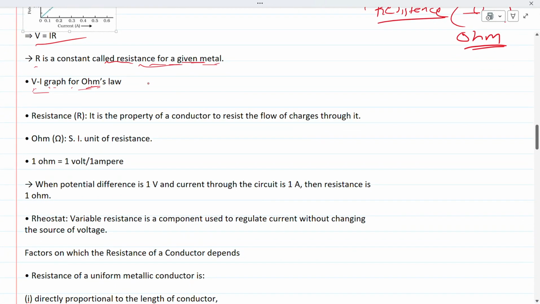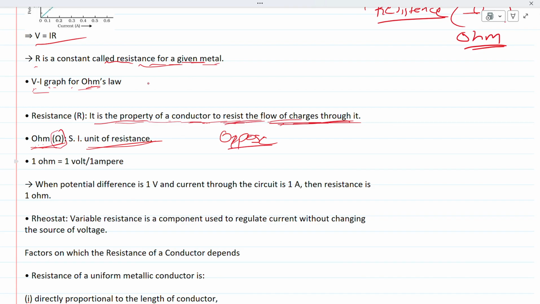Let's move to the next topic, resistance. What is resistance? As I have already mentioned, resistance is the property of a conductor to resist, to oppose. Resist means oppose. Resistance is the property of a conductor to oppose the flow of charges through it. This is called resistance. It means that resistance is a property of a conductor by which it will oppose, resist the flow of current. And the SI unit of resistance is ohm, written OHM, and the symbol is ohm.